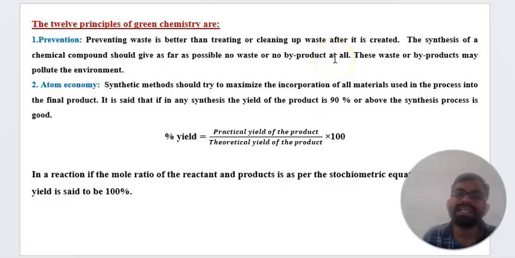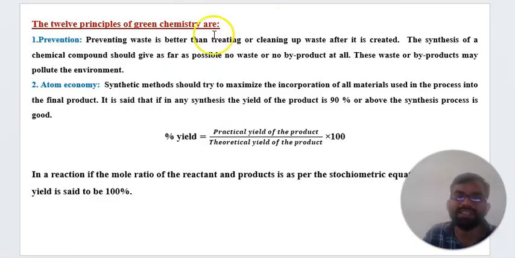Preventing waste is better than treating or cleaning up waste after it is created. When you do any reaction, some byproduct will come out, and it should be cleaned up and reused. That is the main first principle of green chemistry. The synthesis of a chemical compound should give, as far as possible, no waste, or simply no byproducts at all, because these wastes or byproducts may pollute the environment. So the first one is prevention of byproducts, or simply called side products. That is the first point.